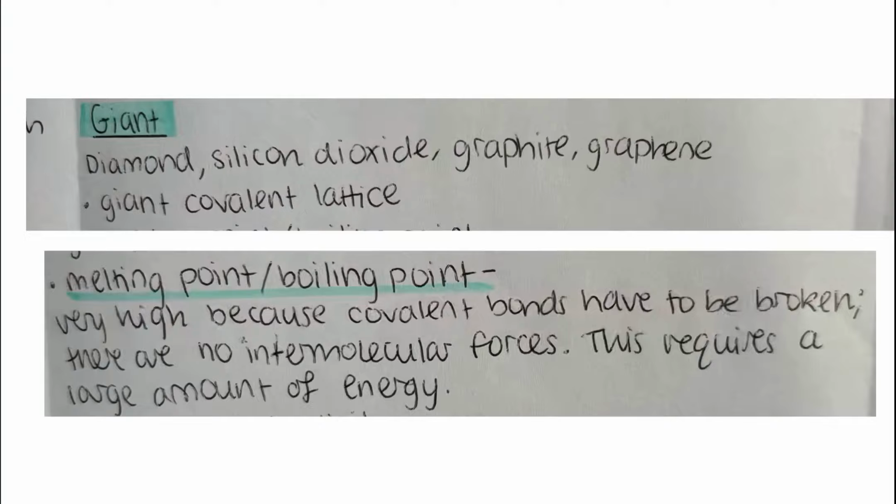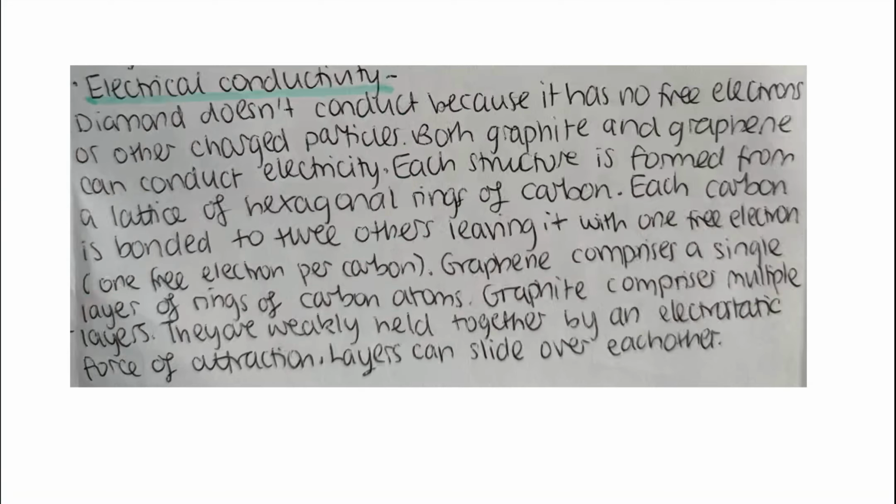And they have a very high melting point compared to a simple molecular structure, and this is because the covalent bonds have to be broken, and that's because there are no intermolecular forces in giant covalent lattices compared to simple molecular, which does have intermolecular forces, and that means a large amount of energy is needed to break these covalent bonds. And here's just a note about specific giant covalent lattice structures and their electrical conductivity.